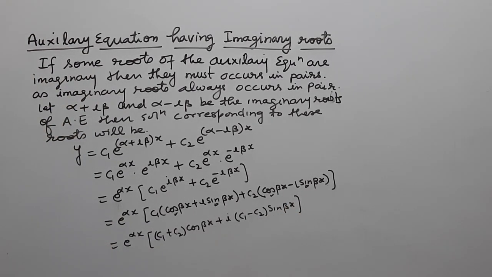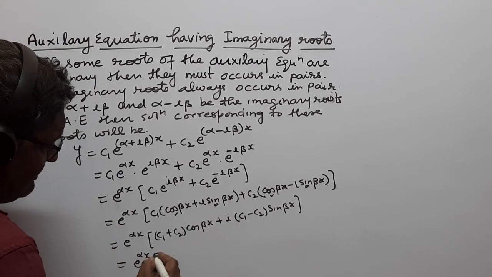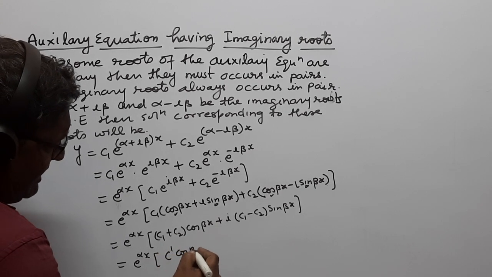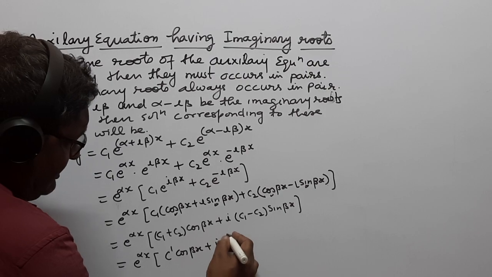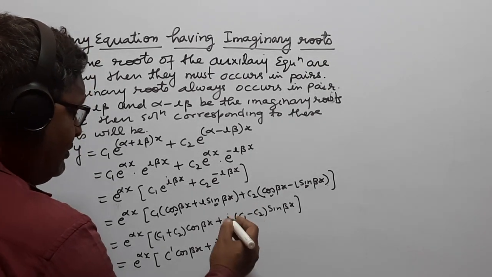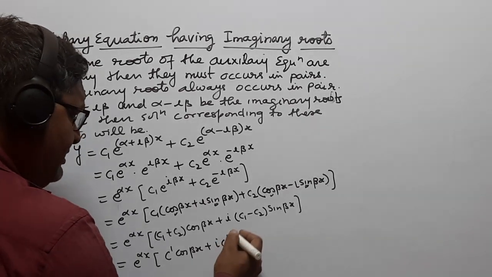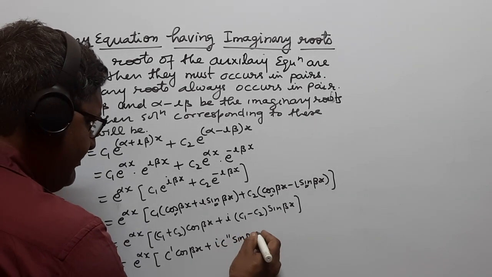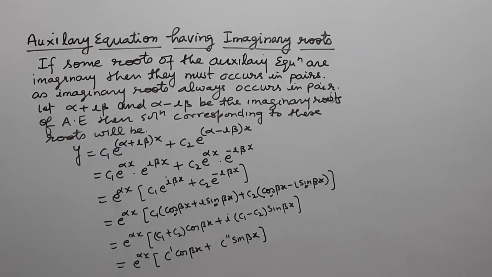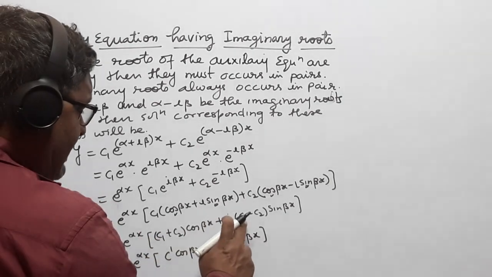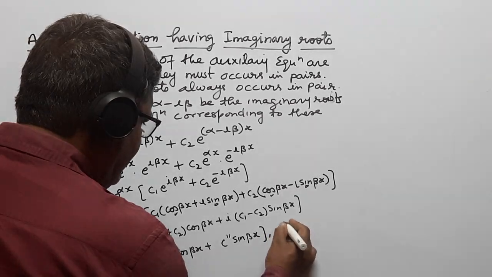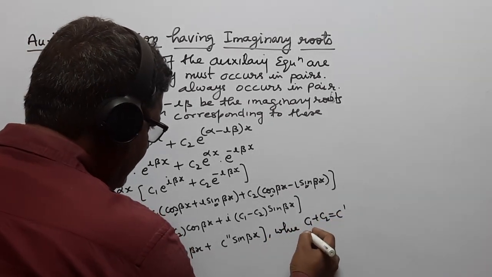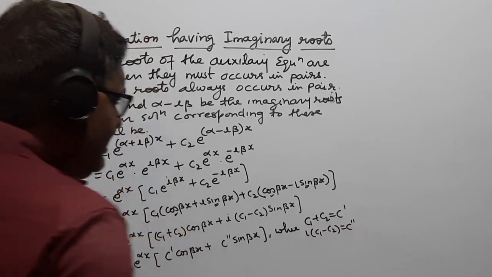Now we put c1 plus c2 equal to c dash, and i times c1 minus c2 equal to c double dash. So here we get c dash cos beta x plus c double dash sin beta x. So we put c1 plus c2 equal to c dash, and i times c1 minus c2 equal to another constant c double dash.